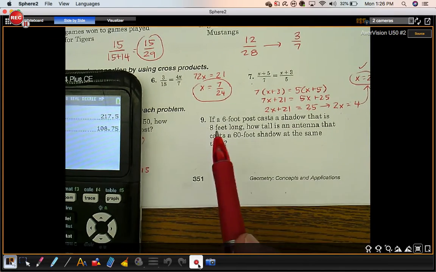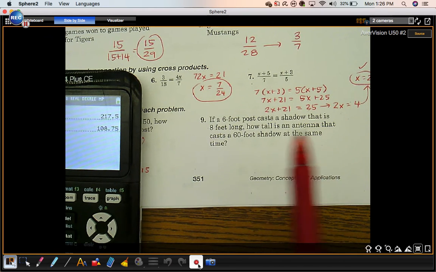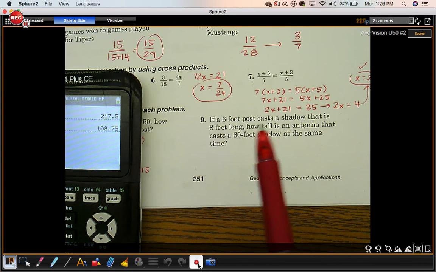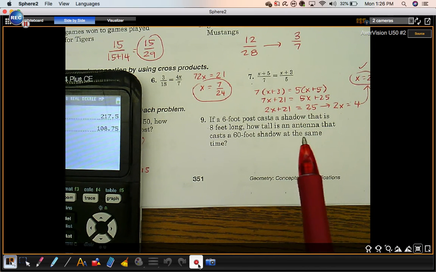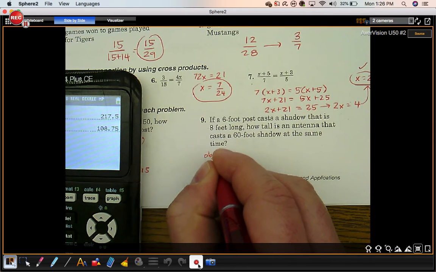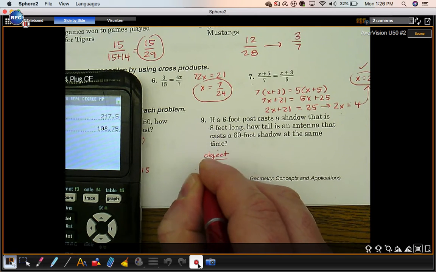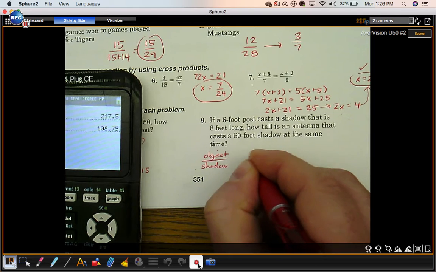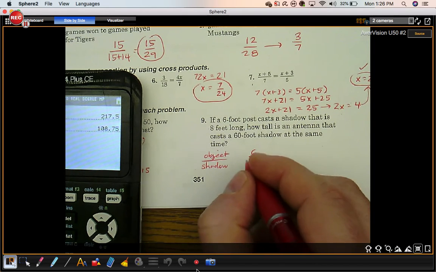Number 9 says, if a 6-foot post casts a shadow that is 8 feet long, how tall is an antenna that casts a 60-foot shadow at the same time? This is an interesting scenario that you can actually apply if you're trying to indirectly measure the height of something. So we have this object, like a post, and it has a shadow length. We're going to write a ratio, that object's height to the shadow length. A 6-foot tall object has a shadow length of 8 feet.